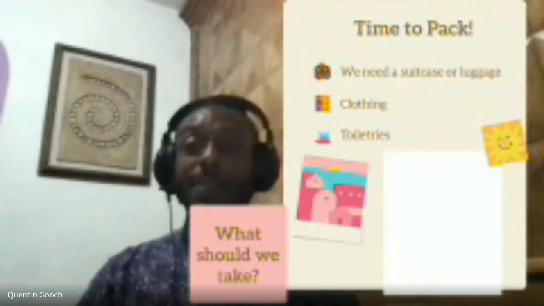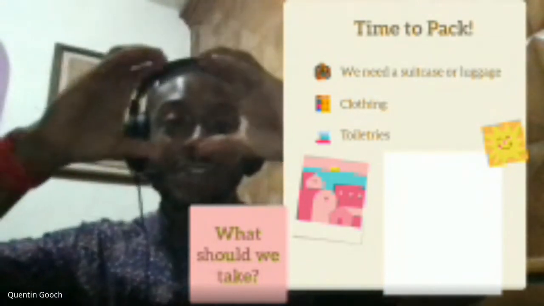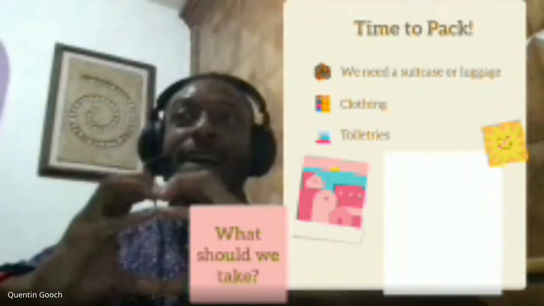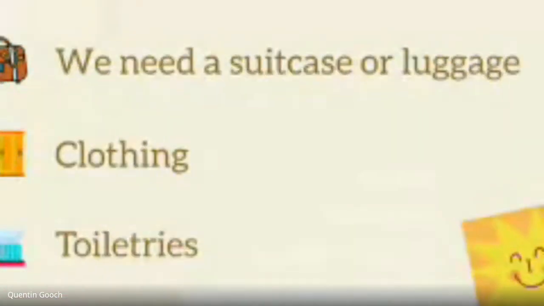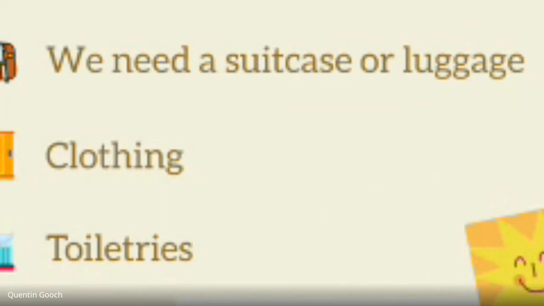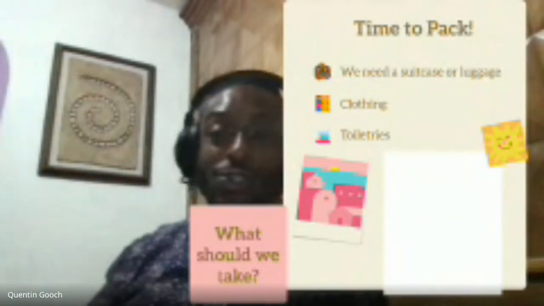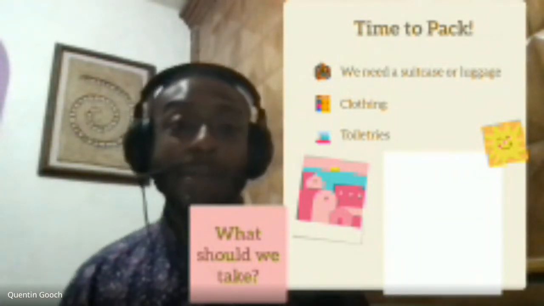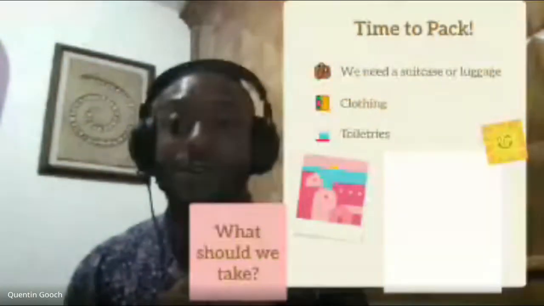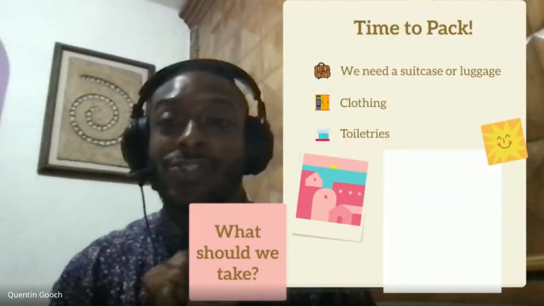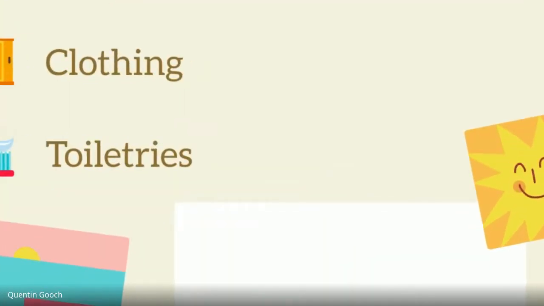Then there are usually two categories or two groups of items that we bring with us on vacation. One of them is clothing. Clothing things like our shirts, our shorts or pants. Maybe you bring some socks. We bring clothing with us on a trip.